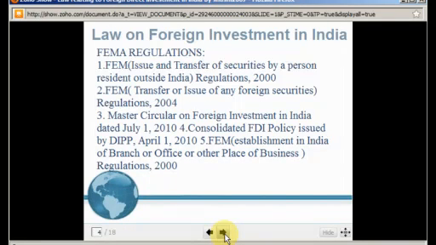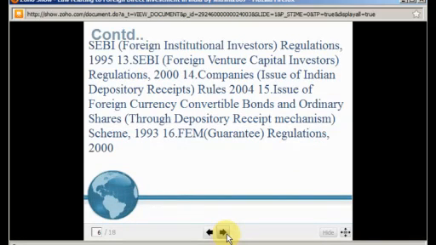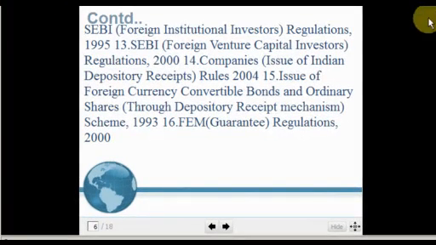So basically, law on foreign investment in India is vast. It includes FEMA provisions like FEMA (Issue and Transfer of Securities by Person Resident Outside India) Regulations 2000, and it covers a host of master circulars. It also includes other acts like the Foreign Contribution Act, the Master Circular on External Commercial Borrowings, and SEBI regulations. So when we discuss foreign direct investment, we will be referring to a host of other acts which also play a major role.